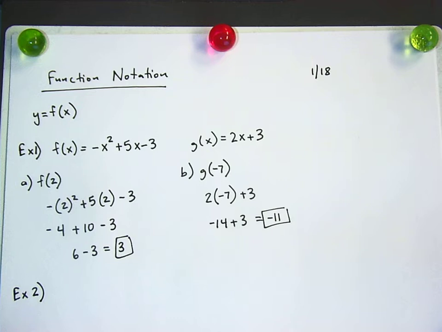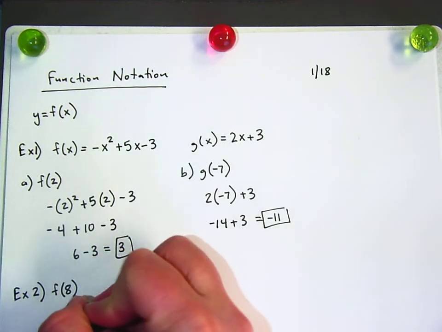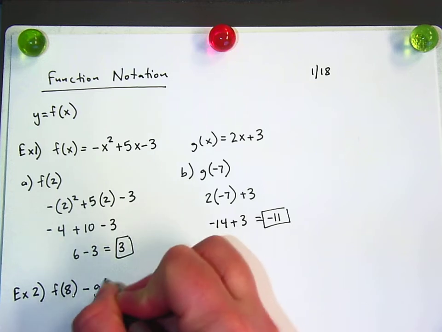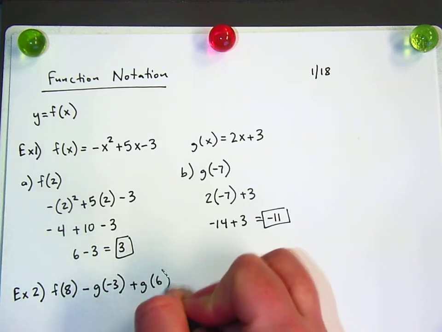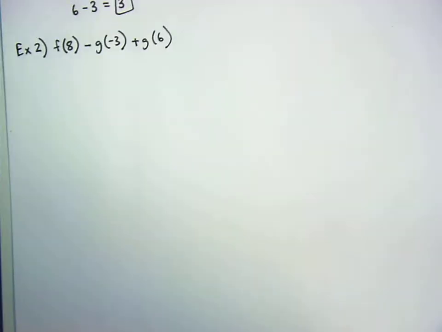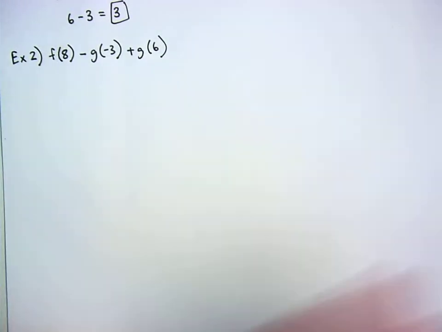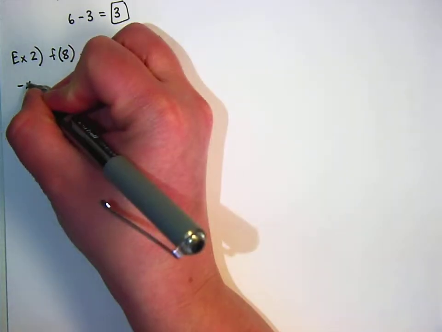Okay, example 2 is a little bit harder. This time we're going to take f of 8 and we're going to subtract g of negative 3 and then add g of 6. Looks complicated, but it's not too bad. It is just plugging 8 into the f function, subtracting g of negative 3, and adding g of 6. Remember, you guys are going to need this for your college entrance exams.